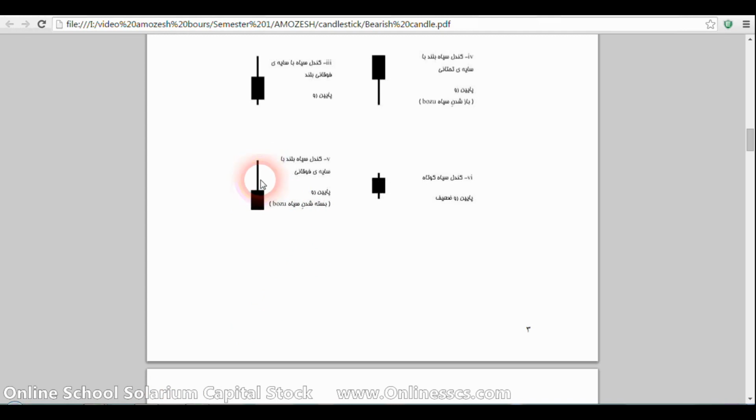I usually call these candles high. I call this a high. These two candles are high. Whenever the shadow is longer, the power, the strength of the next signal, is more.